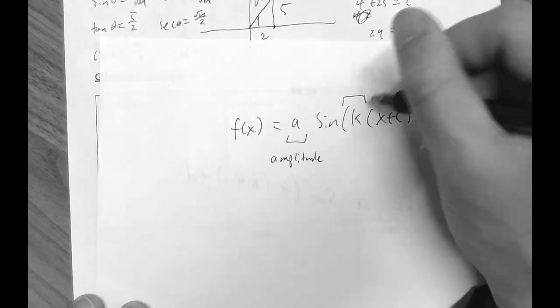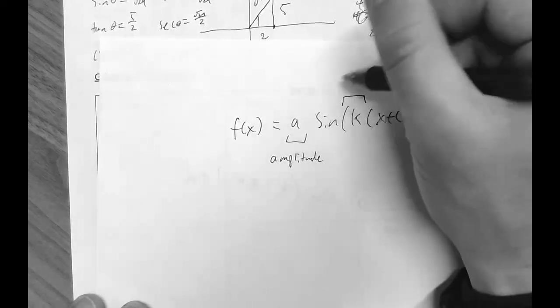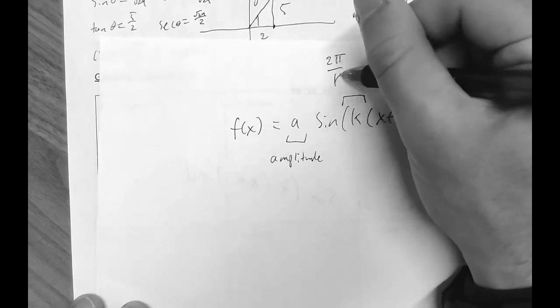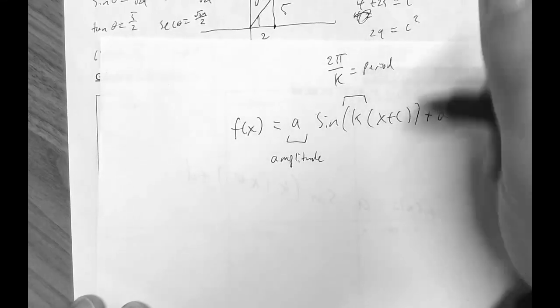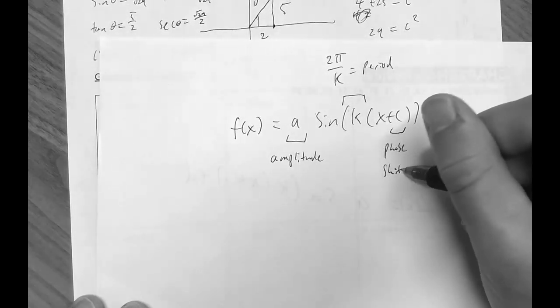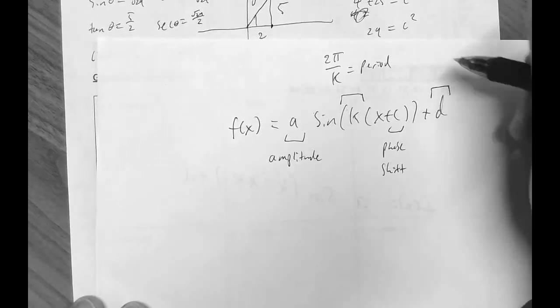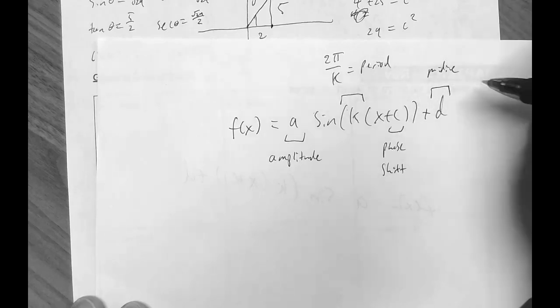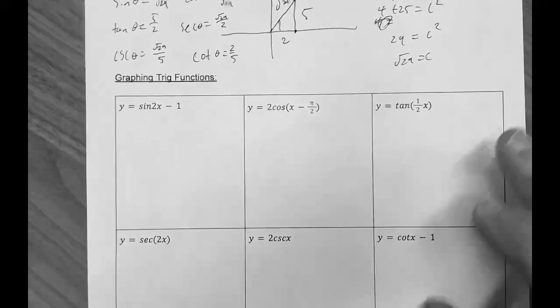The k tells you the frequency. So remember that 2 pi over k is the period. C will give you a phase shift. This is horizontal shift. And then D will give you the midline. Okay, so we're going to use that to help with these.